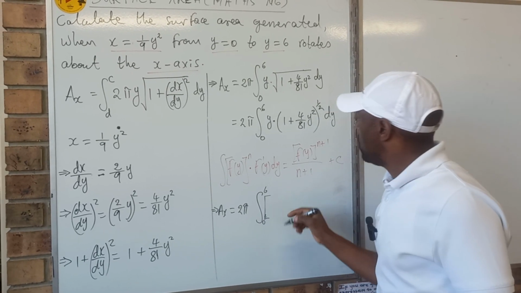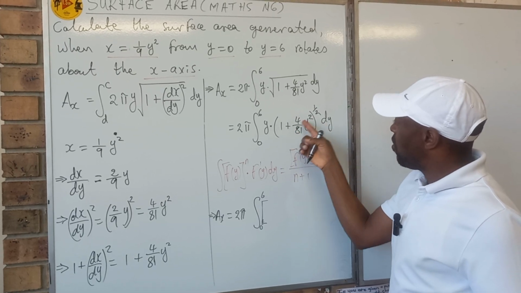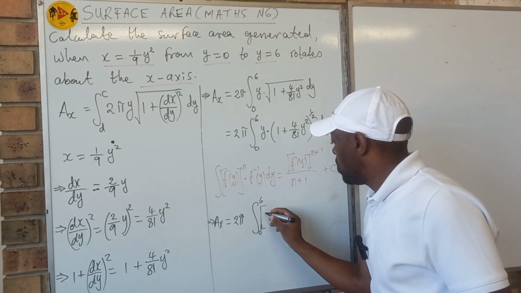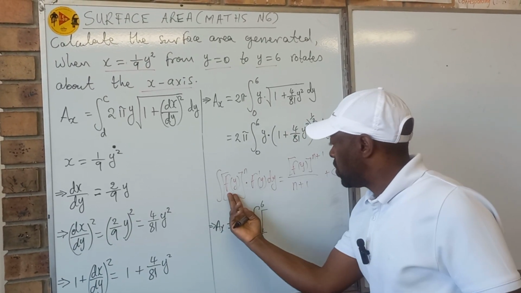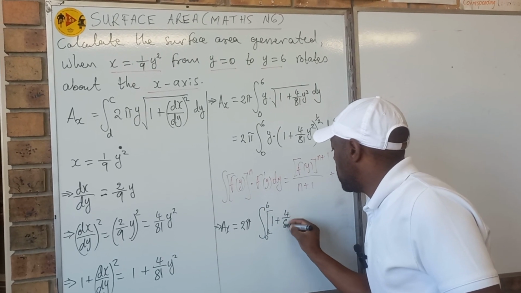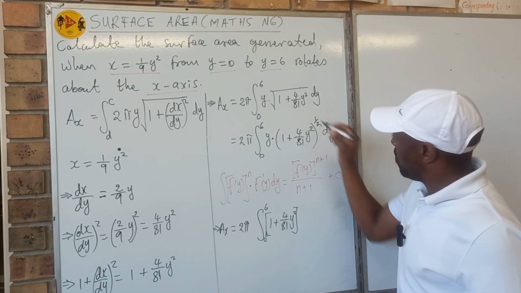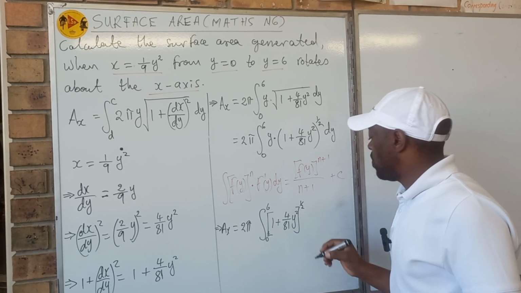You see that if we're doing u substitution here, in this product, our u must be 1 plus 4/81y squared. So I'll capture that u and put it there. So I'll get 1 plus 4/81y squared. My n becomes the power of that function, which is 1/2.